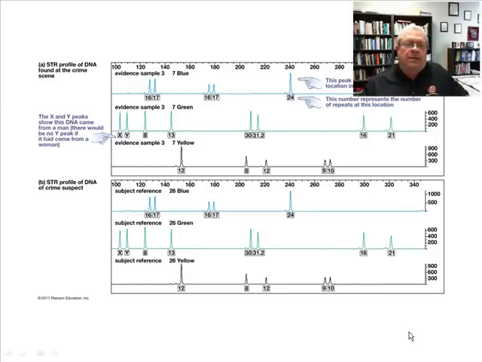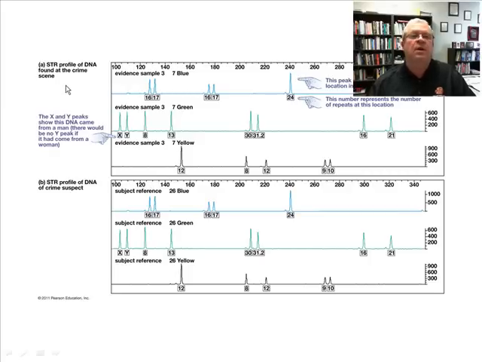All right, let's put the tools together. What were the tools again? PCR, which does what? It solves the problem of small sample size, and then gel electrophoresis. And I say, well, what's this picture? Well, this is from your book. It is what's called an STR profile. STR stands for short tandem repeats.